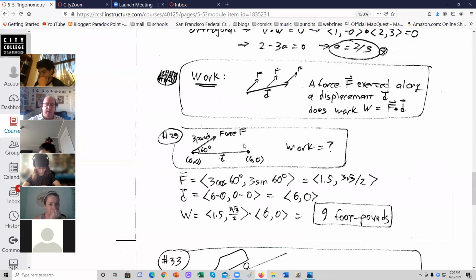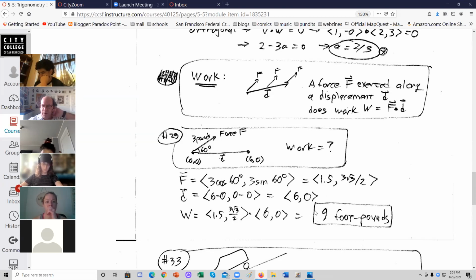So for example, if something is displaced from 0, 0 to 6, 0 with a constant force of 3 pounds at an angle of 60 degrees, what's the work? All right, well, the force is 3 cos 60 by 3 sine 60, and that's 1.5 by 3 root 3 over 2. The displacement is 6 minus 0 by 0 minus 0, which is 6 by 0. All right, so the work is this dot this: 1.5 times 6 plus 3 root 3 over 2 times 0 comes to 9 foot-pounds.